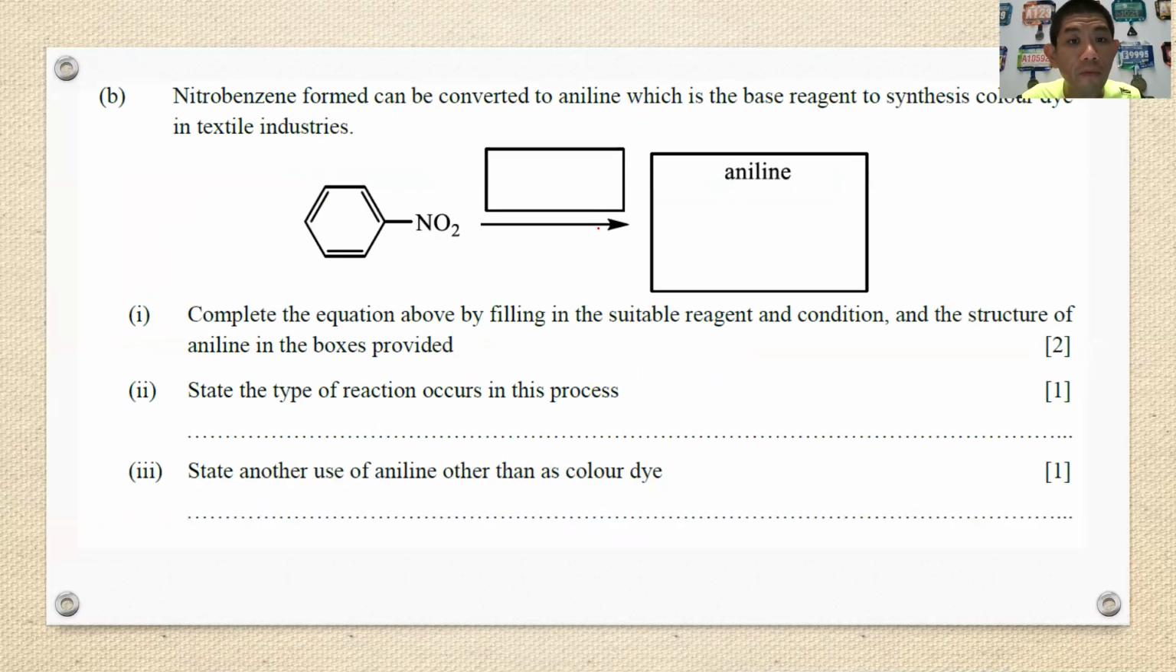Then B, nitrobenzene can be converted to aniline, which is the base reagent to synthesize dye in the textile industry. Complete the equation by filling in the suitable reagent and condition and the structure of the aniline in the boxes provided below. So the reagent is Sn and HCl, and aniline is C6H5NH2. Very straightforward. Number 2, state the type of reaction occurring in this process. This is no longer an electrophilic aromatic substitution reaction. Instead, from NO2 to NH2, it is obviously a reduction reaction. Number 3, state another use of aniline other than color dye.